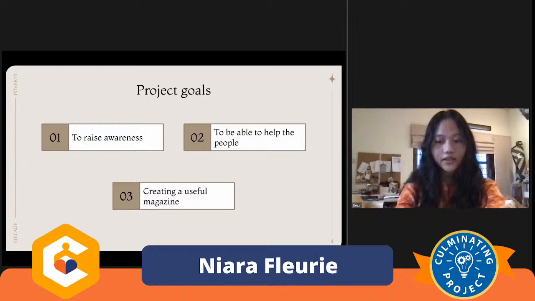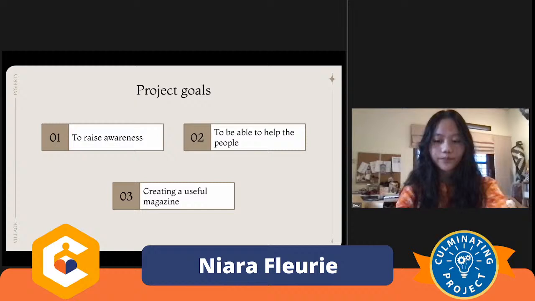Another goal I have is to be able to help the people, as in the people in the village that suffer from poverty. Some of you may wonder, how am I actually helping them since I don't open any donations? But by creating a public magazine with precise and detailed information that could be accessed by anyone, I'm helping them by raising awareness, which comes back to the first goal.